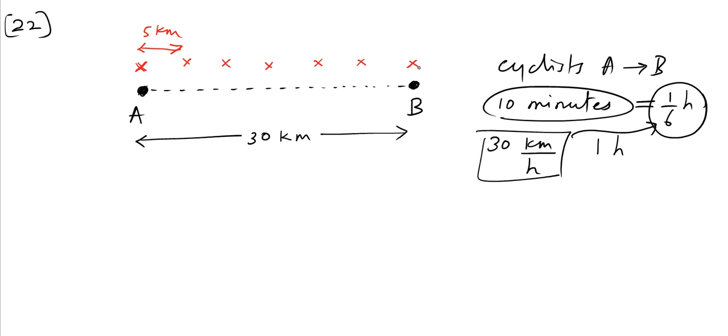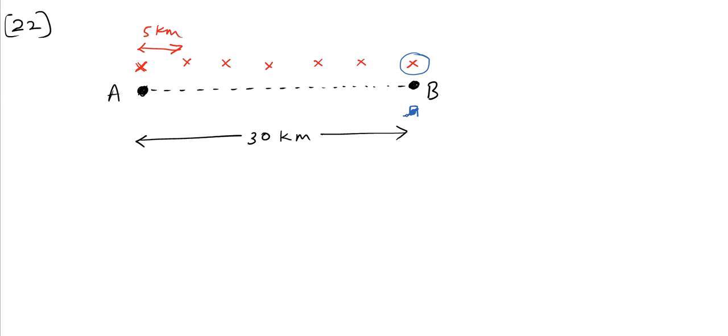Now at the moment one cyclist just reaches B, so naturally we are talking about this cyclist who has just reached B. At that same moment, a motor car starts from B. So this is the motor car, and this motor car is traveling towards A, and the speed of the motor car is given to be 30 kilometers per hour. So this is a motor car which travels from B to A at this speed, and naturally the motor car takes 1 hour to complete the journey.